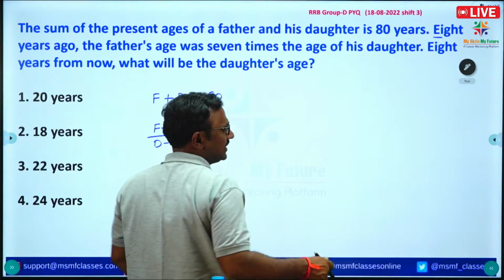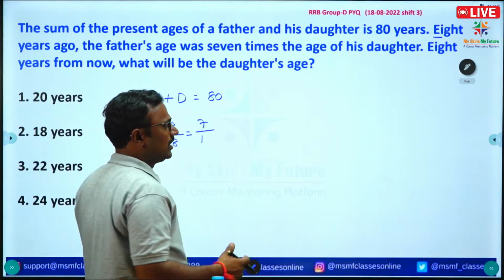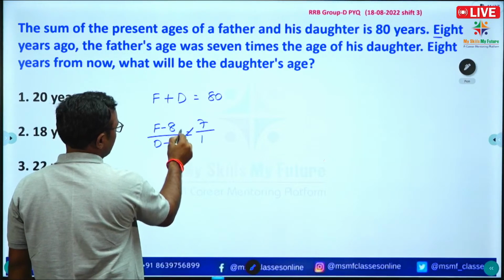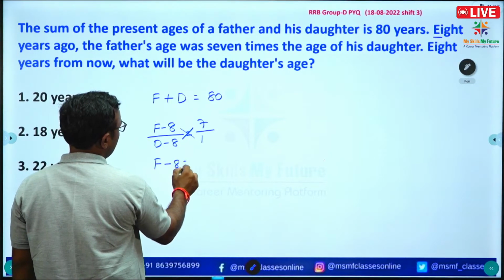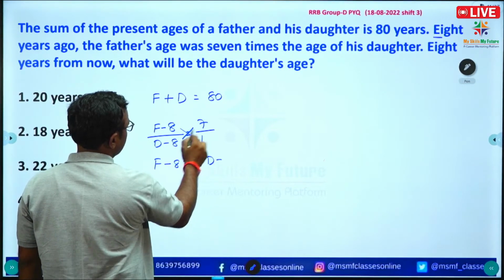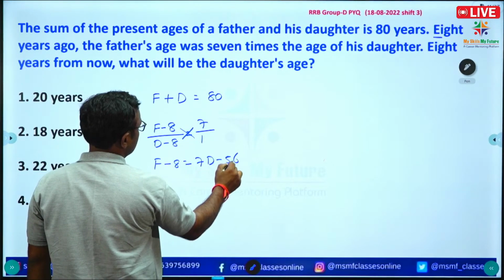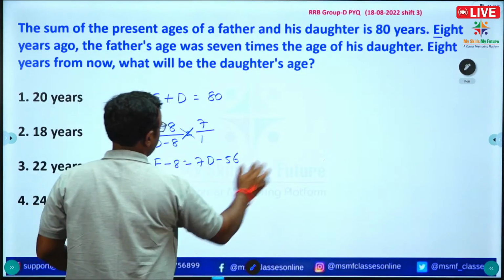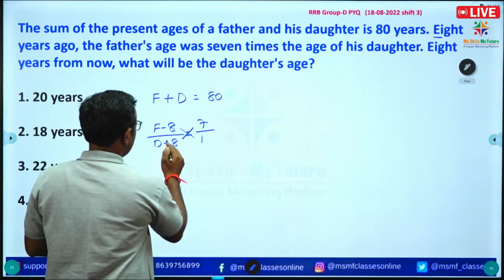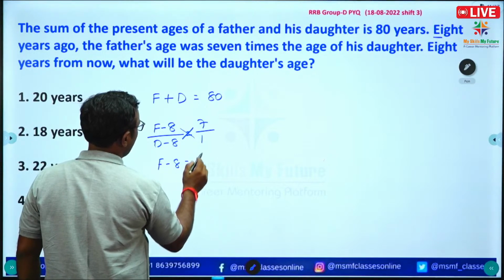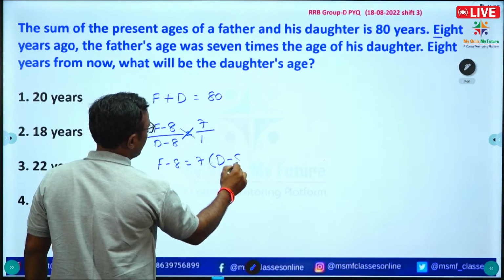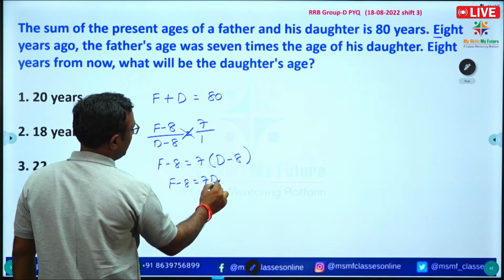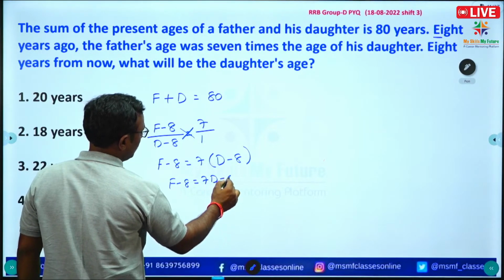So first of all, find the daughter's age, then we can find the daughter's age 8 years from now. So simply by cross multiplication we get, f minus 8 is equal to 7 into d minus 8. So f minus 8 is equal to 7d minus 7 8s are 56.